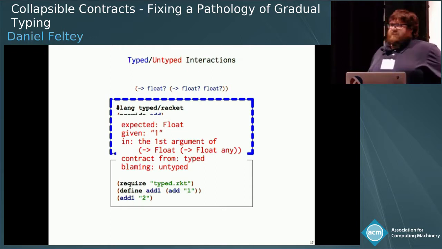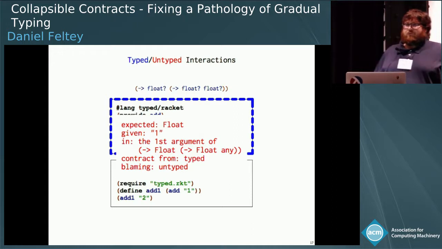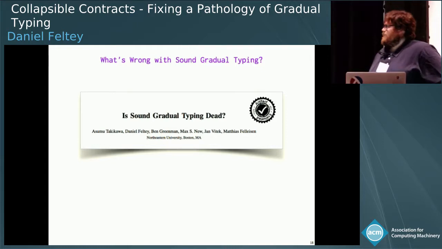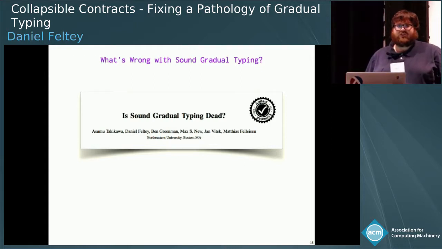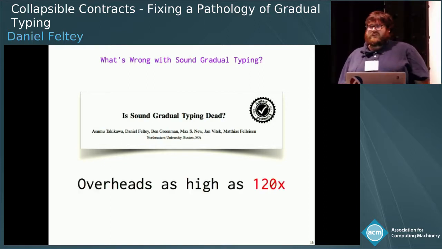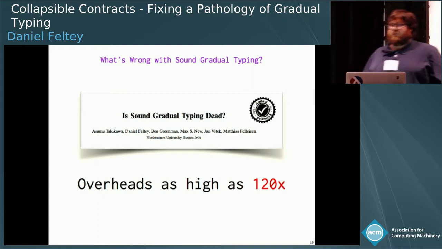So this works, and this gives us sound gradual typing, but this comes at a cost. We've added these new runtime checks to our program, and this can have severe performance penalties. At POPL in 2016, some colleagues published this paper, which does a large-scale performance evaluation of gradual typing in the context of Typed Racket. They found that along the way of typing some programs, you can get overheads as high as 120 times as slow as your original untyped program. So there's definitely something wrong here and something that we would like to be able to fix.